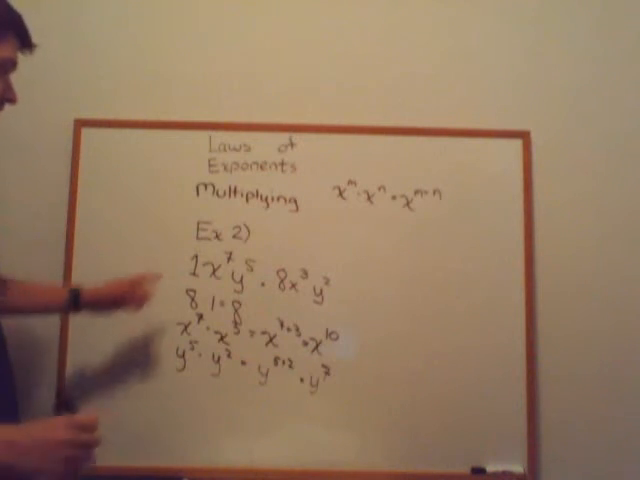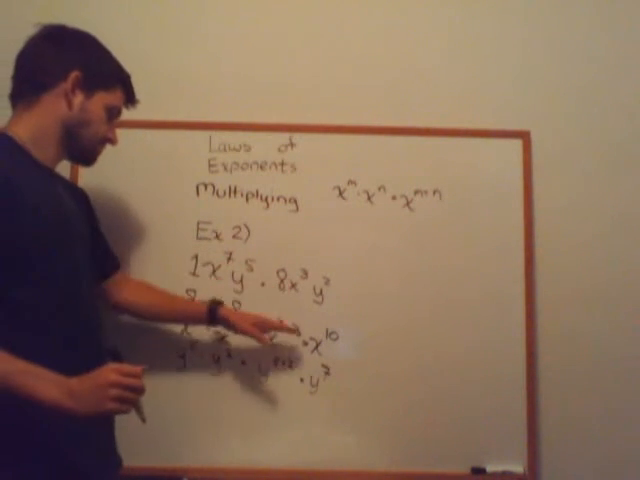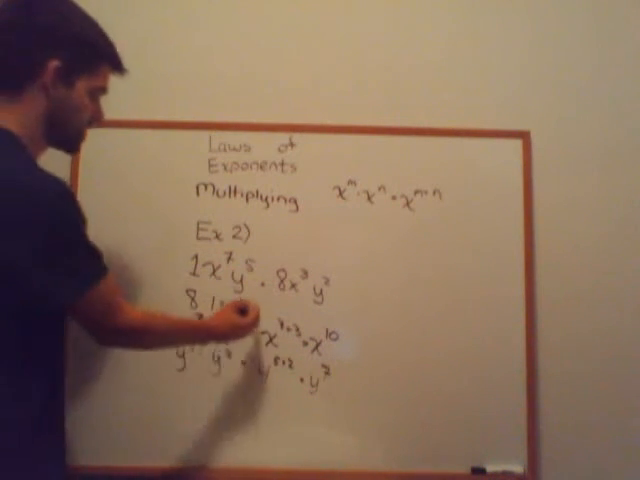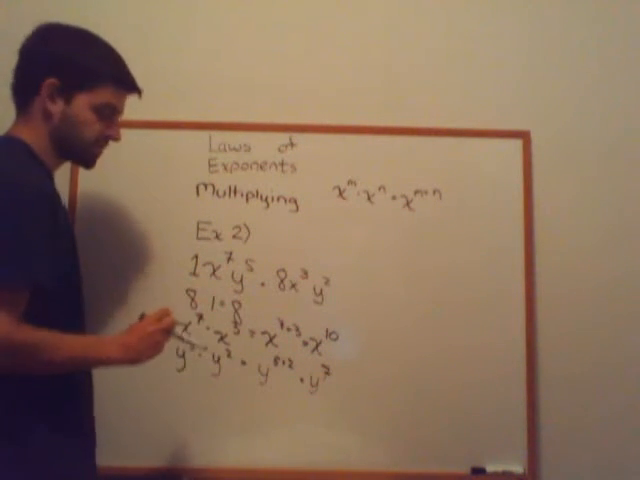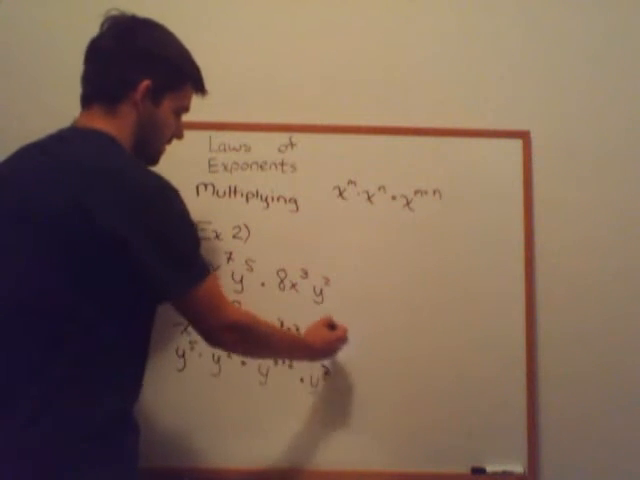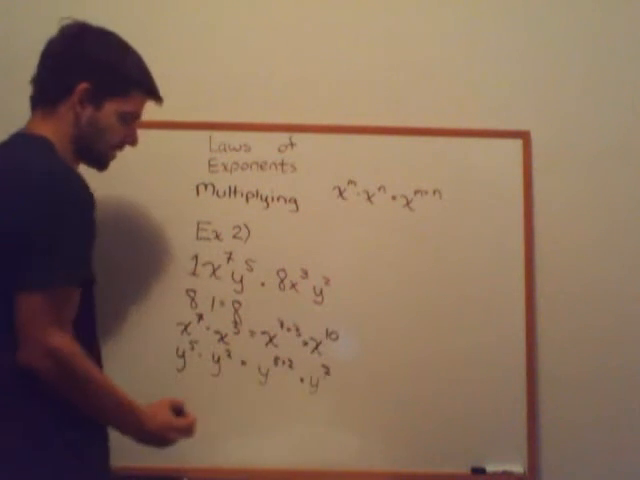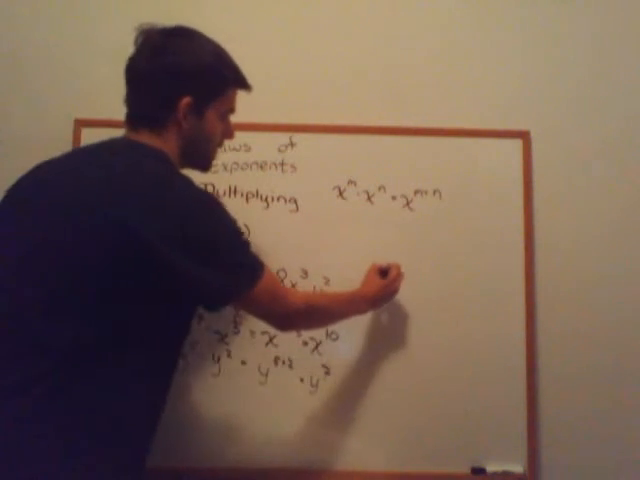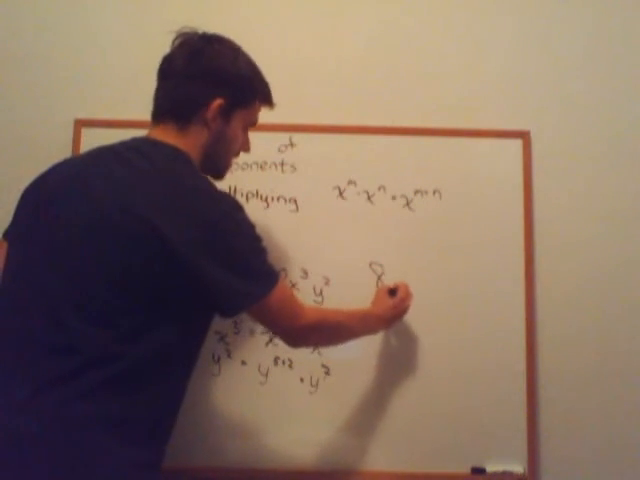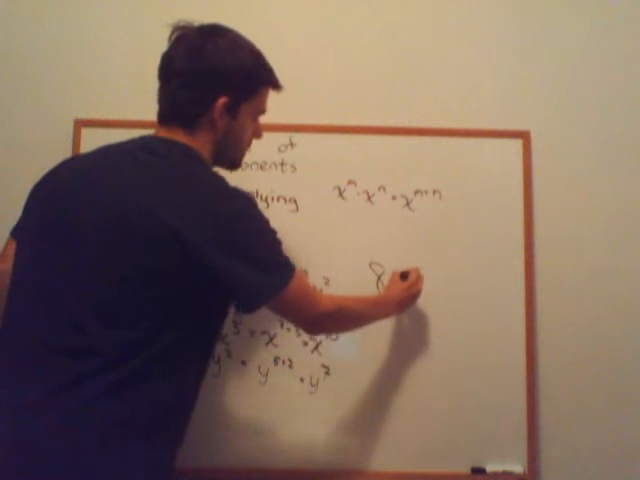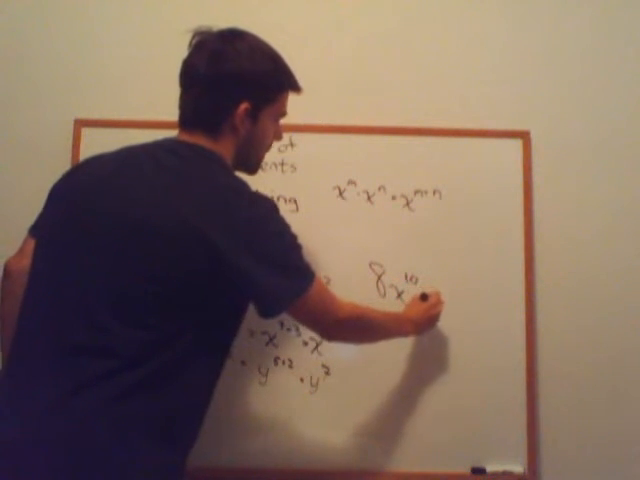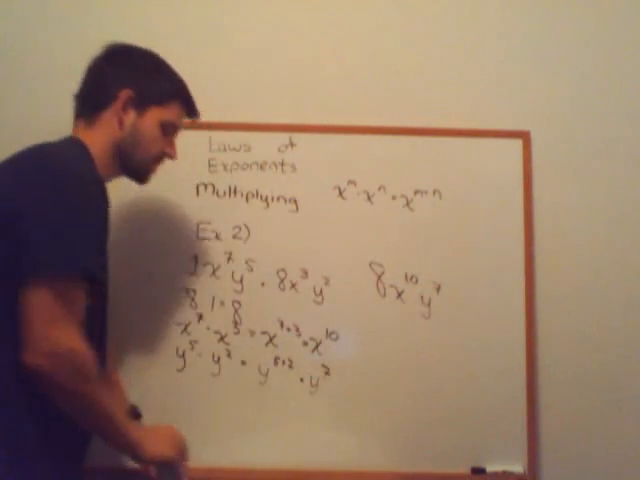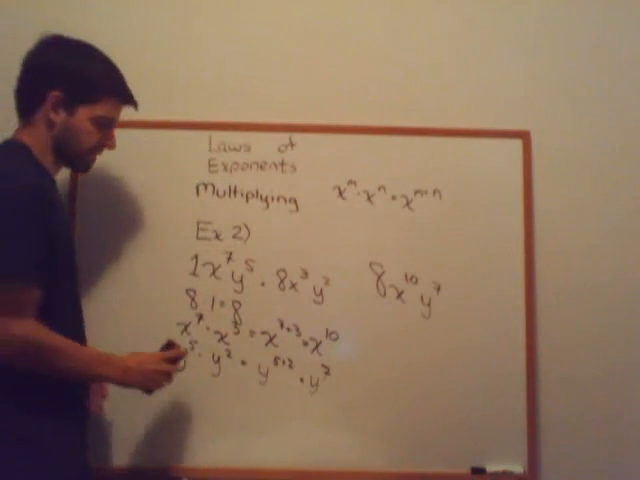Now remember, each part that we solve for is going to be multiplied. So we solve for our whole numbers, which is 8. We solve for our x exponent, which is x to the 10th, and then we solve for the y exponent, which is y to the 7th. So our final answer is just going to be 8x to the 10th y to the 7th. Okay. All right. Let's look at another example.